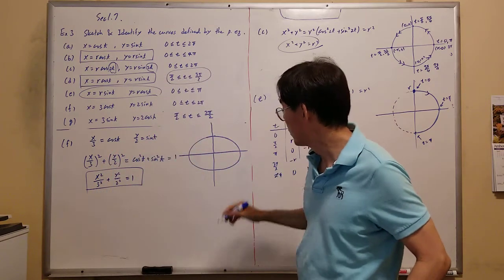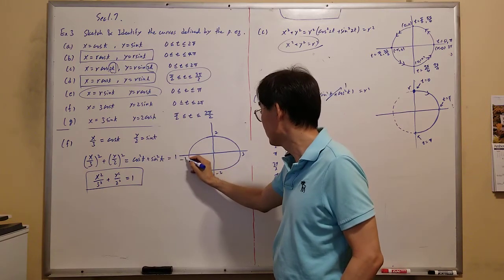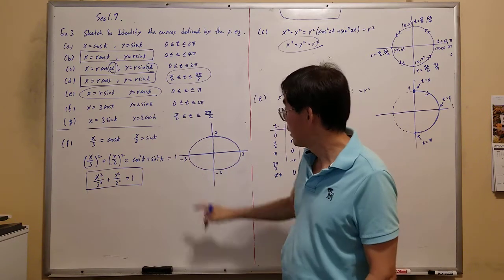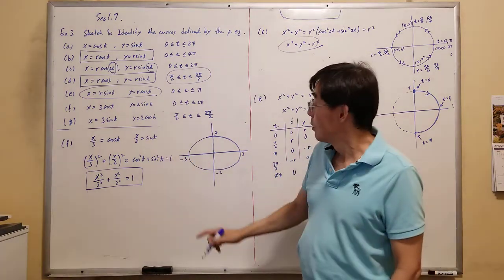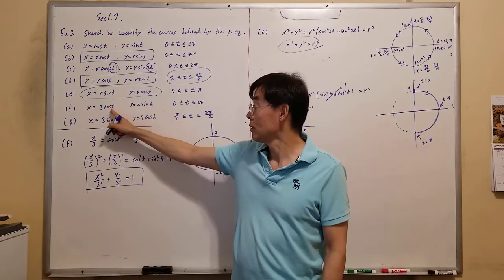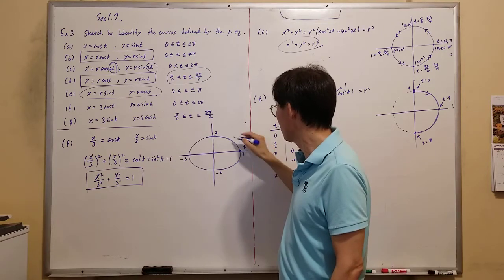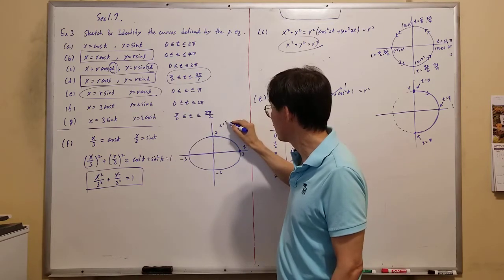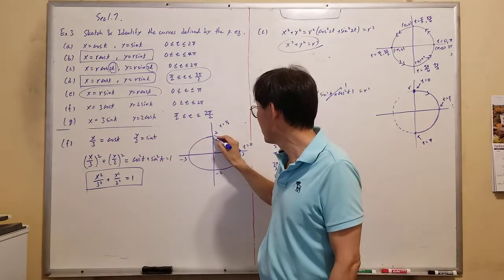It is an ellipse with 2, negative 3. Now, starting: x gets cosine. Think about it. When t equals 0, it is 3, 0, right? Starting from here, t equals 0. T equals pi over 2 is 0, 2 over here.